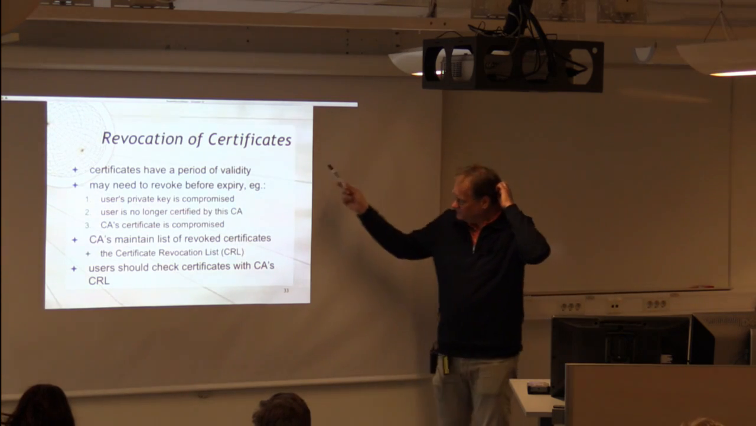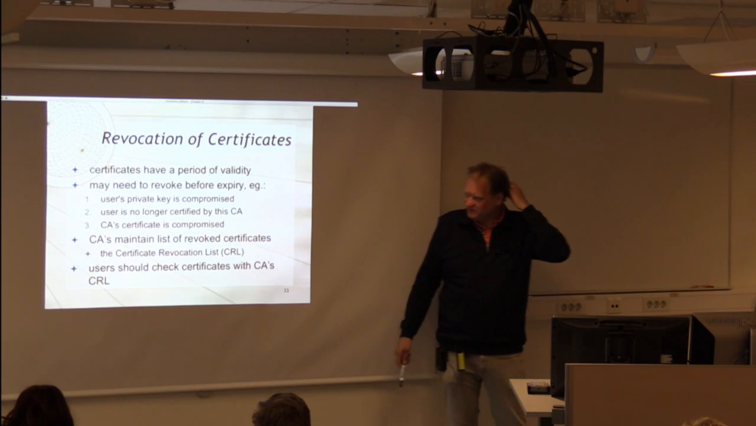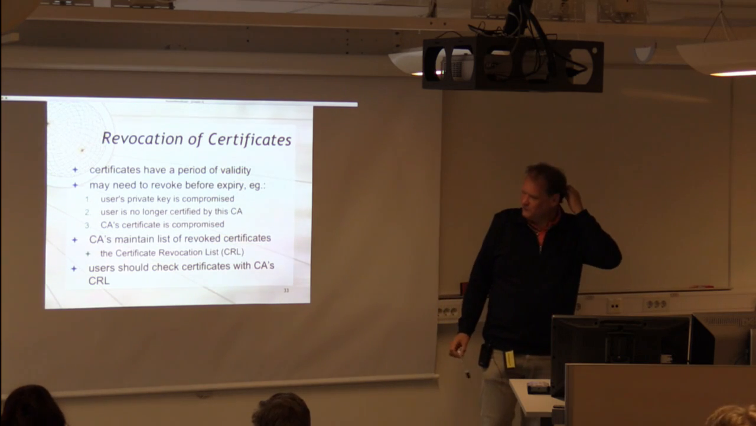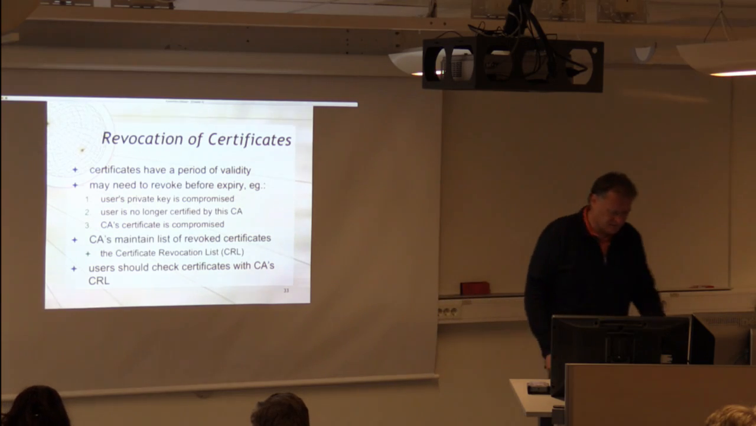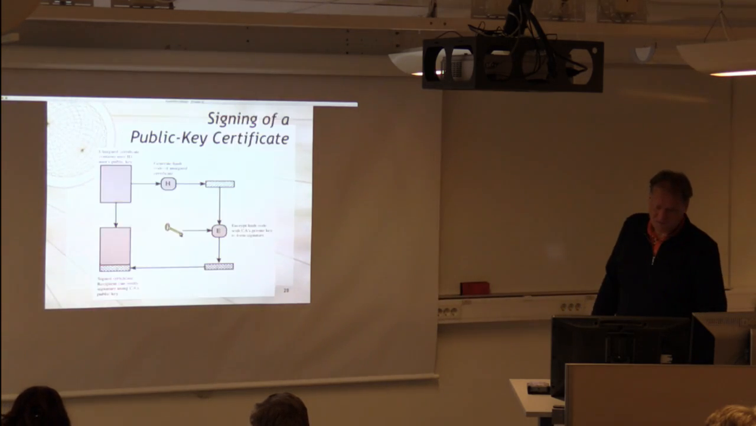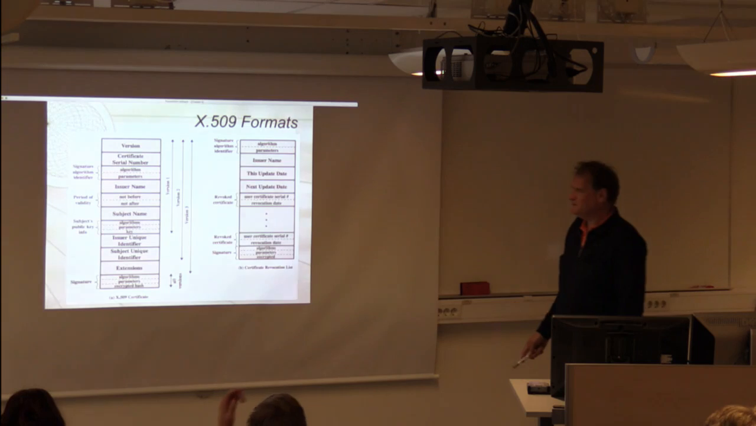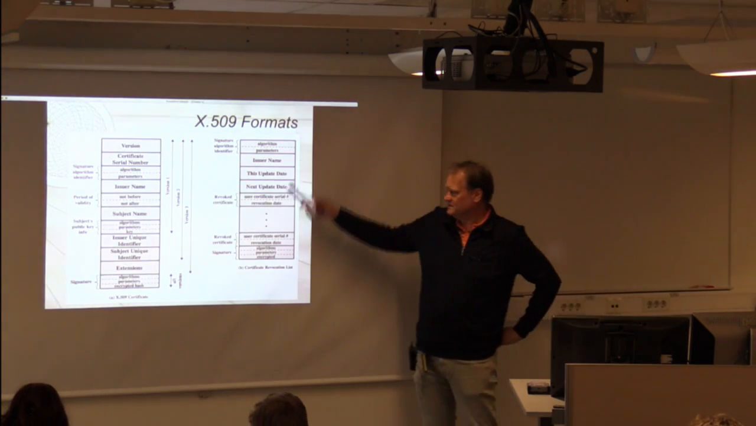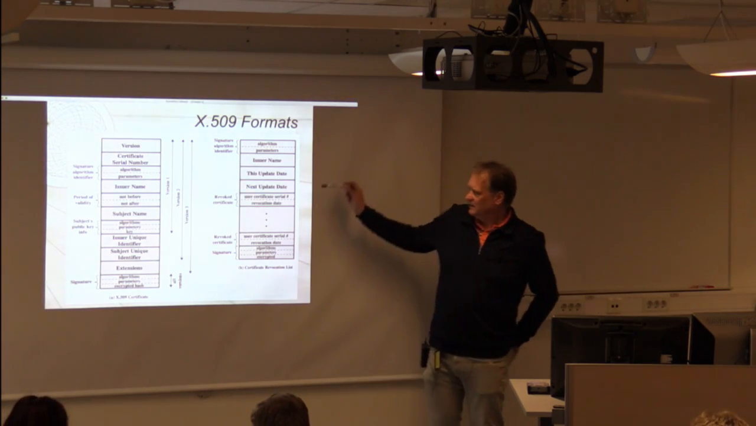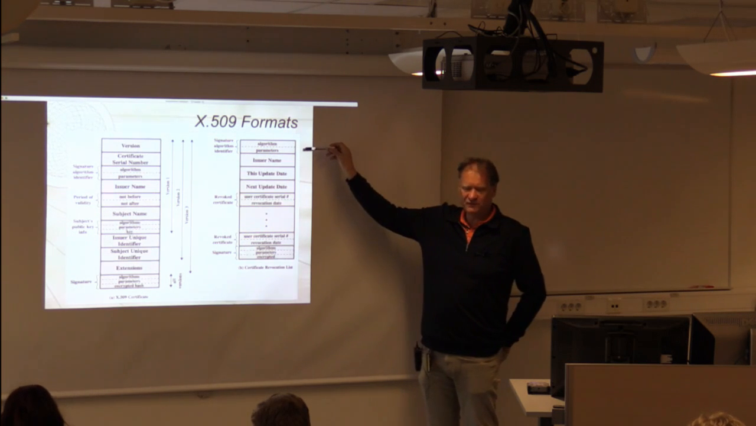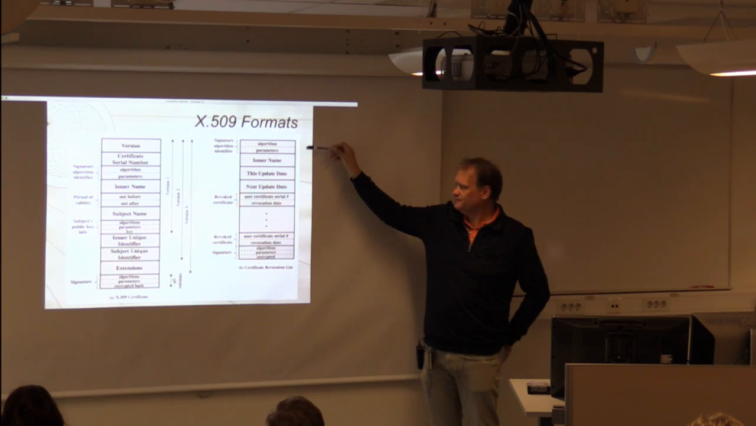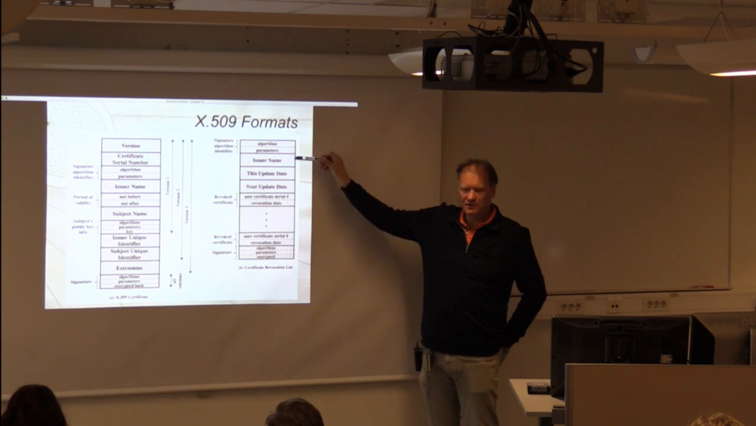To handle this revocation, each certificate authority maintains a list of revoked certificates in a certificate revocation list. And that was the other data structure that we had here to the right. So this is this list here. As you see, it starts by saying that these are parameters for the algorithm that this CA is using. And this is who we are.